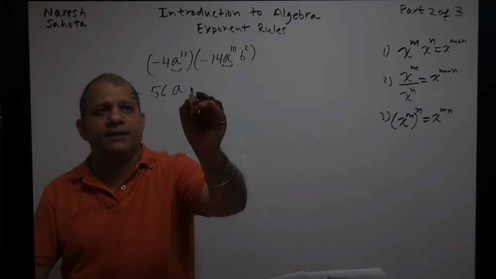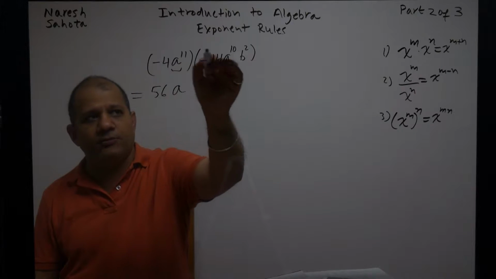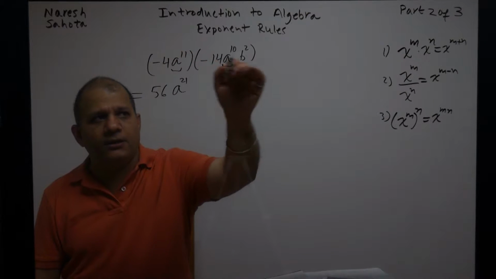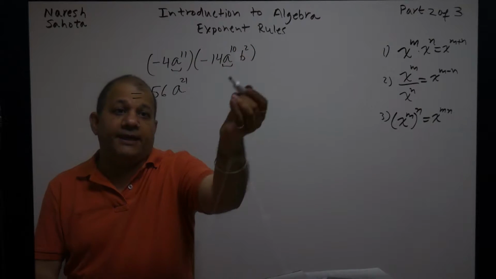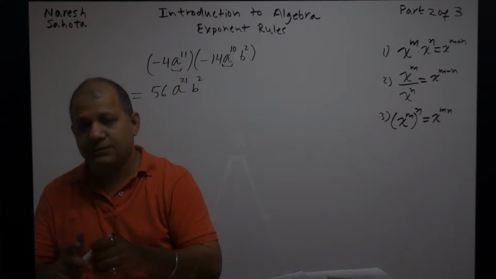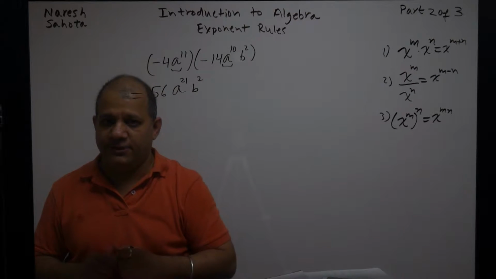So this is going to be, add the exponents. 11 plus 10 is 21. So a to the 21. There is no b here, but there is a b term in here, and that just gets copied because there isn't any other same base as b. So that's the answer there.